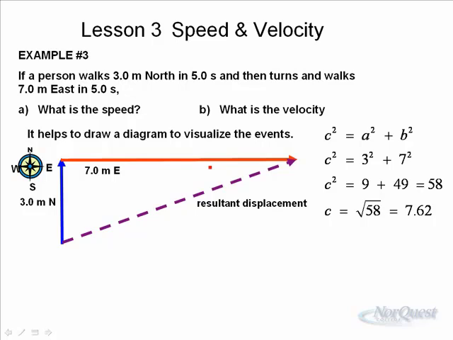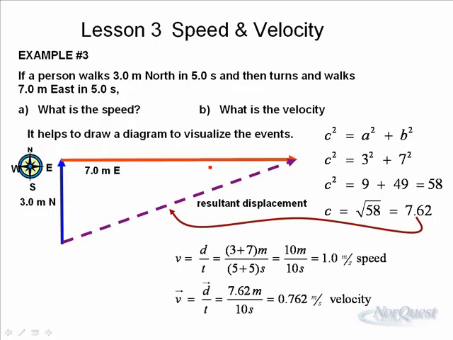Vectors must have direction. So we need to find out what the angle is, and I've done a little bit of a calculation here. We can see the speed is still 1 meter per second. The velocity works out to be 7.62 meters, that's our displacement, divided by 10 seconds gives us a velocity of 0.762. However, that's not a complete velocity because it doesn't include the direction.